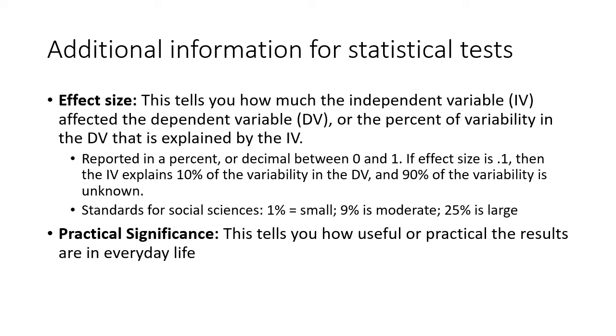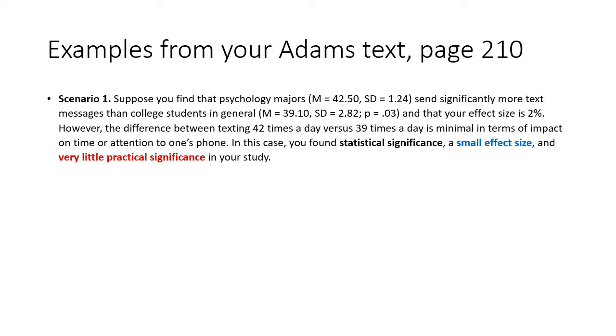And then we also talk about practical significance, how useful or practical the results are in everyday life. So these are a couple of examples directly from your book. Here's the first scenario. Let's say that your study was interested in whether psychology majors engage in different texting practices than students in general. And you gathered data and you found out that your psych majors had a mean number of texts per day of 42.5, with a standard deviation of 1.24.